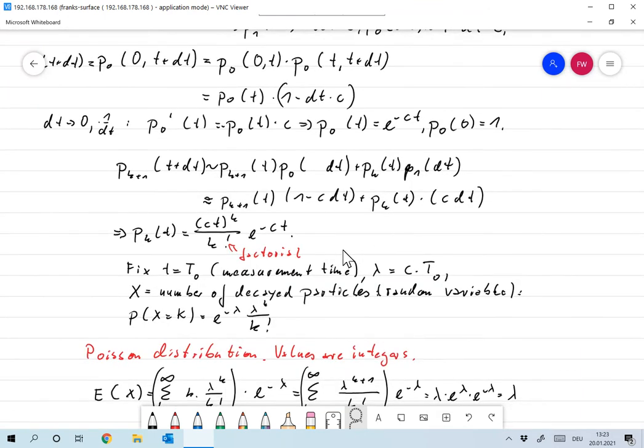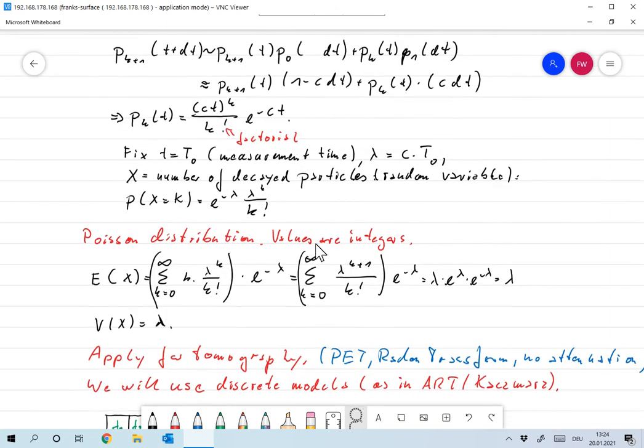Now let's fix t as the measurement time, the total measurement time, and let's set lambda equal to c times t0. Let's consider the random variable x, which should give us the number of decayed particles in that volume. Then the probability of measuring exactly k decayed particles in that volume is e to the minus lambda, lambda to the k over k factorial, where we just plugged in lambda for c times t naught.